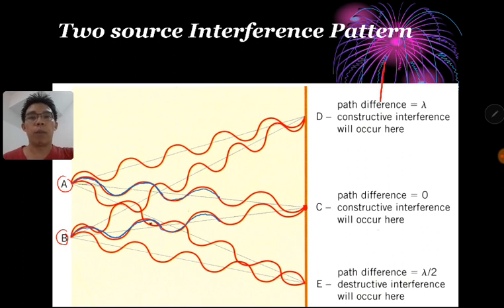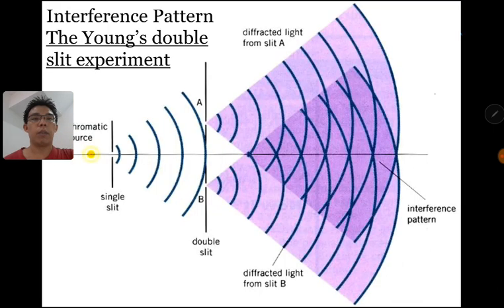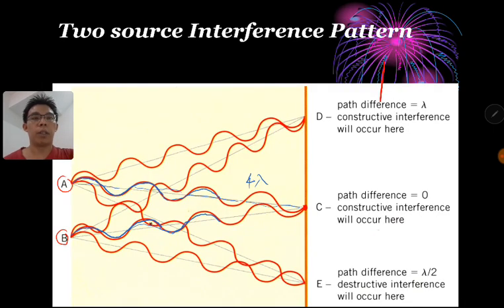So we have 1 wavelength, 2 wavelength, 3 wavelength, and 4 wavelength. So 4 lambda, that's the distance from A to C. And then we count B and C. So 1, 2, and then 3, and then 4. Also 4 wavelength. Okay, you can count on your own paper.